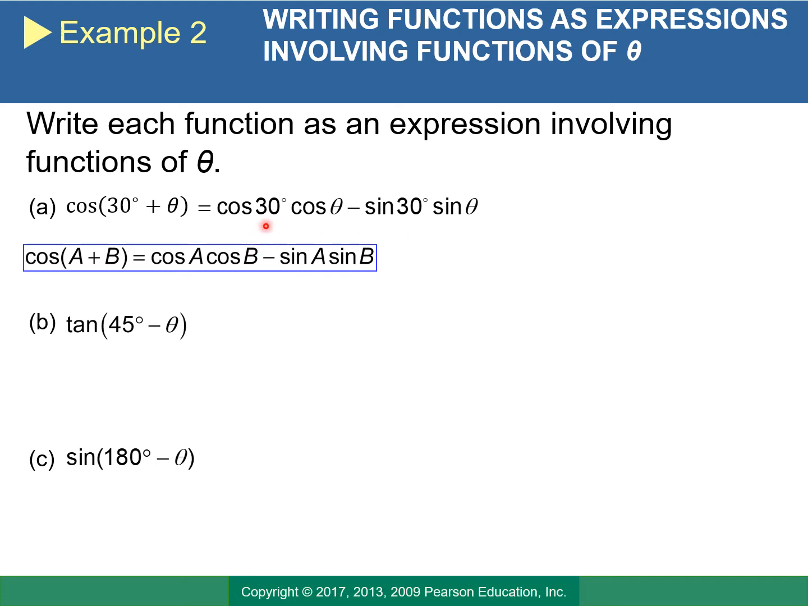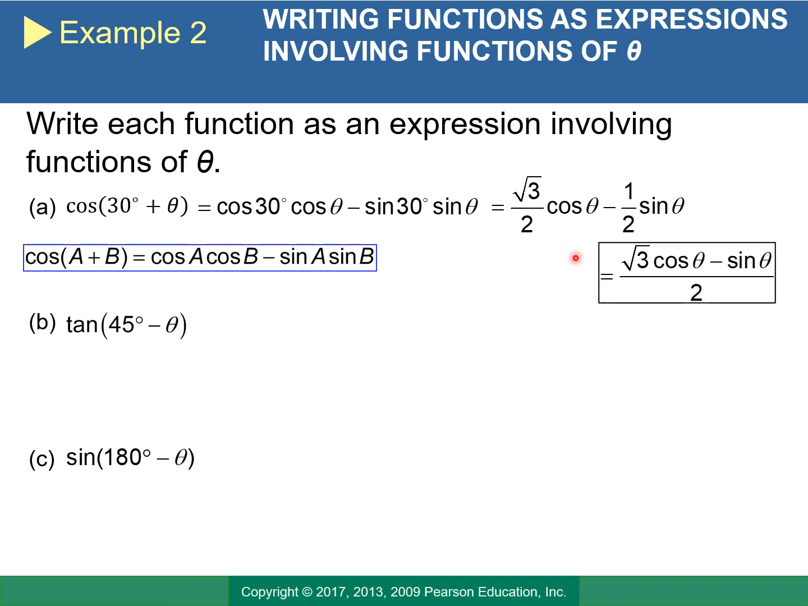And then I know cosine 30 and sine 30 from my unit circle, so I fill in what that equals. And then if I can, I simplify, and in this case, the only thing we can really do is combine these because they have the same denominator. And so the final answer is root 3 cosine theta minus sine theta, over 2.